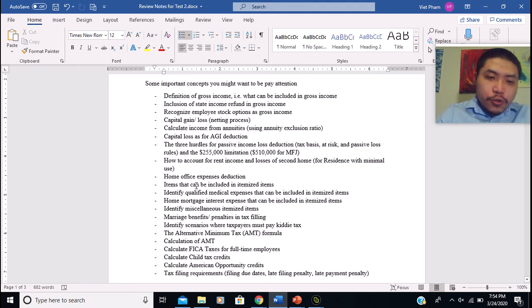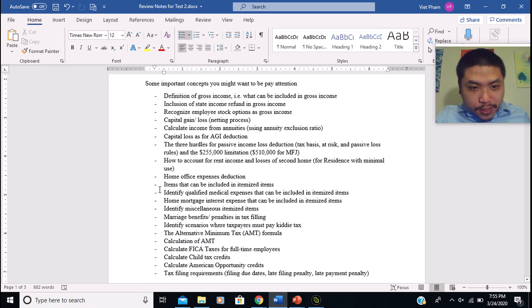And then make sure you know how to account for home office expense deduction, and who can qualify to treat their office at home as a home office. And if the person can treat their office at home as a home office, then how do they allocate the expense of maintaining the household between personal use and business use, right?